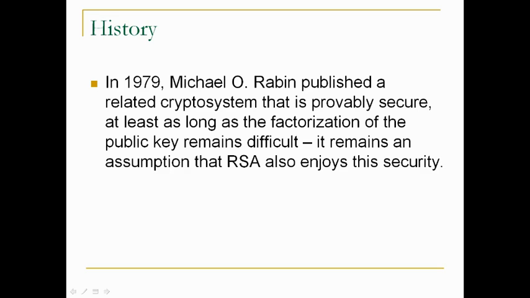In 1979, Michael Rabin published a related cryptosystem that is probably secure, at least as long as the factorization of the public key remains difficult. It remains an assumption that RSA also enjoys this security.